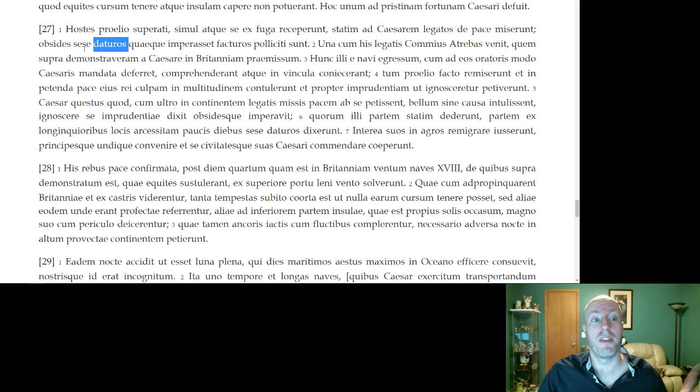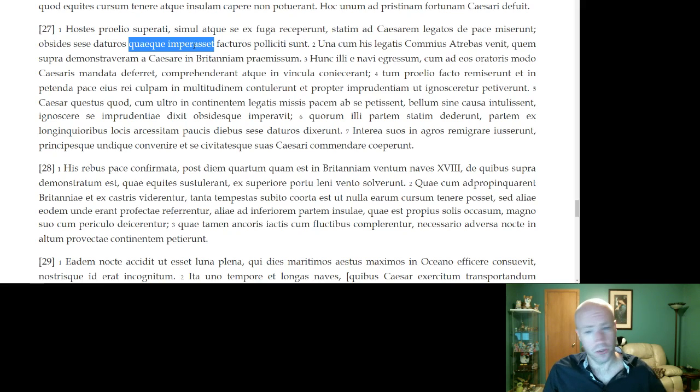So they promised that they, the enemy, would give hostages, and they would do quae imperasset, they would do what he had commanded. So: we're sorry that we didn't let you land on our shore. Forgive us. We'll send over hostages, and we'll do whatever you say.